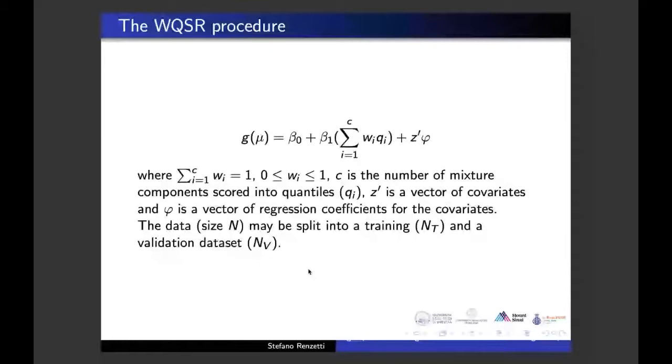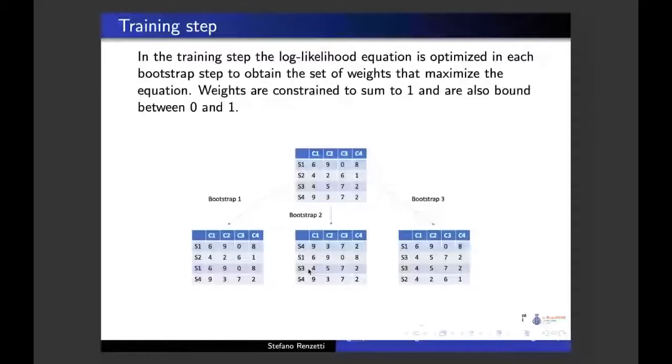To estimate the model, the dataset may be split in a training and validation dataset. The first one is used for the weight estimation, and the second one to test the significance of the final WQS index. In order to estimate the weights, a bootstrap method is applied, as we can see also from this figure. And in the training step, the log likelihood equation is optimized in each bootstrap step to obtain the set of weights that maximize the equation. Weights are constrained to sum to one and are also bounded between 0 and 1.